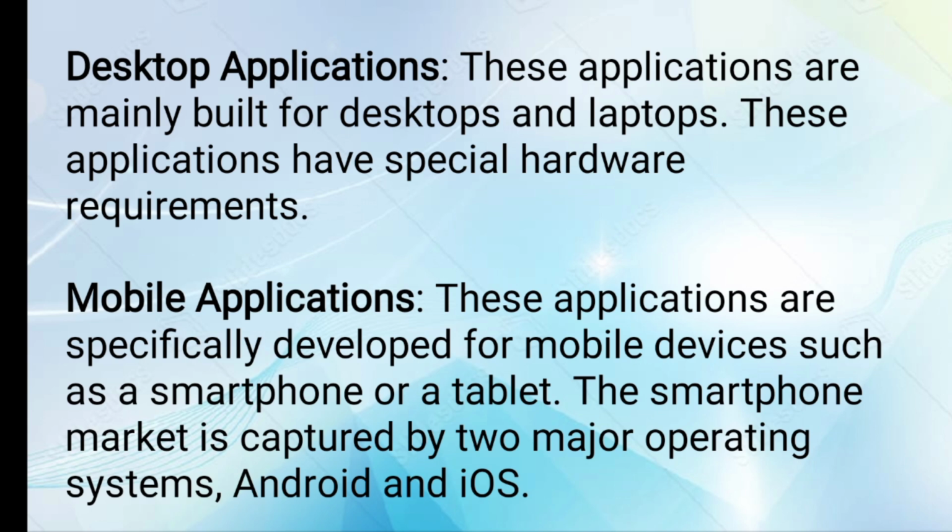Okay, second is mobile application. So these applications are specifically developed for mobile devices such as smartphone or tablet. The smartphone market is captured by two major operating systems, that is Android and iOS. The apps made for Android have the extension .apk and the apps made for iOS have the extension .ipa. For example, WhatsApp, Facebook, Messenger, iTunes, etc. These applications are built for the mobile operating systems such as Android and iOS. Okay.